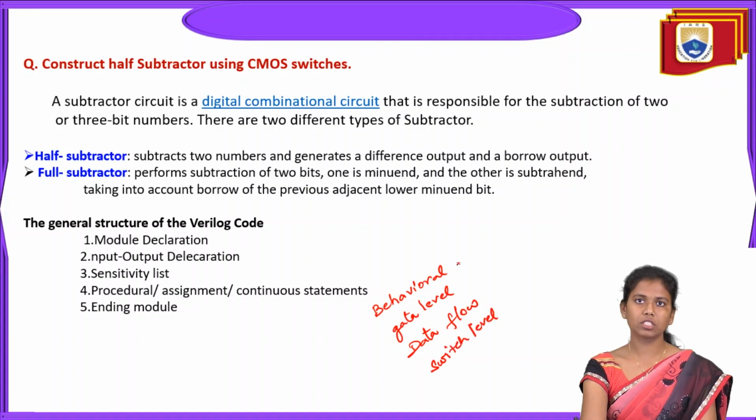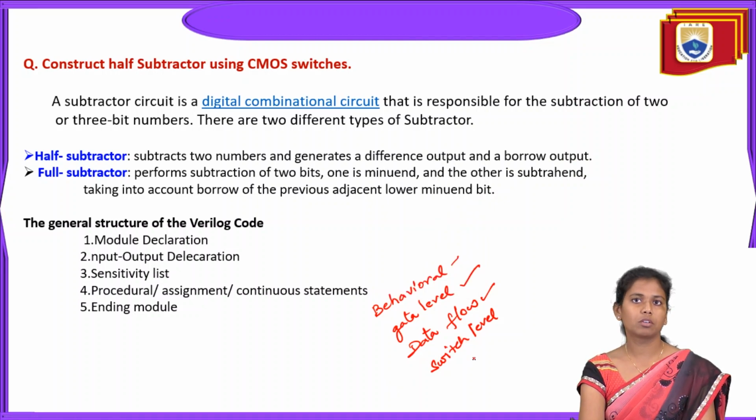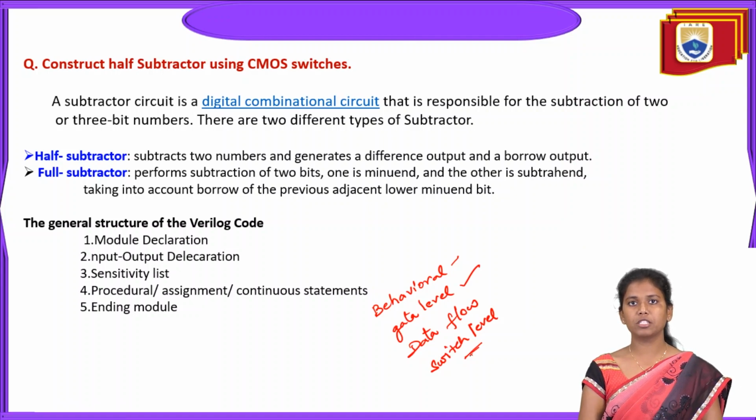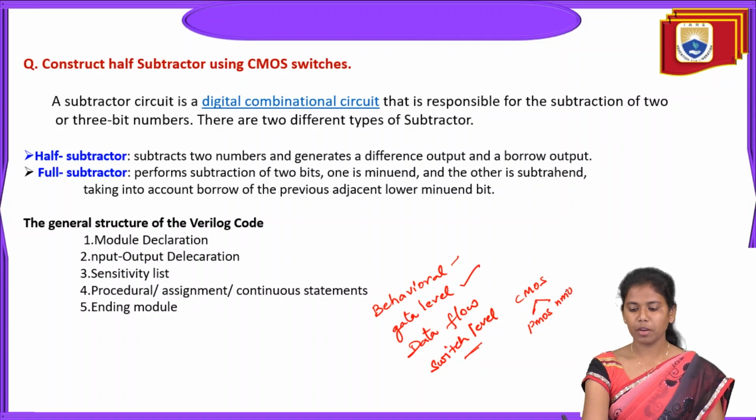So we have discussed a few questions based on behavioral modeling, data flow modeling, and gate level modeling. And today we are going to discuss how to solve a question based on the switch level modeling. Switch level modeling is one of the basic modeling styles in Verilog. Usually the switch level modeling comprises different kinds of switches. We know that there are CMOS switches. A CMOS switch is nothing but a combination of PMOS and NMOS switches, right?